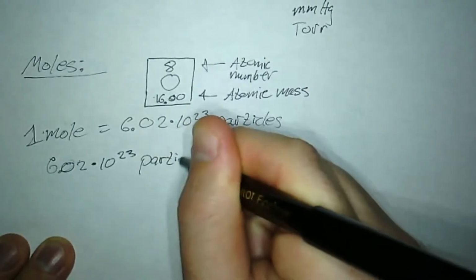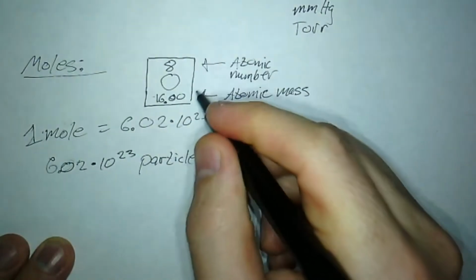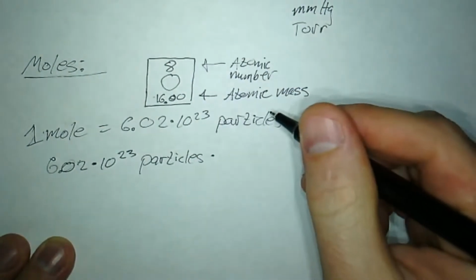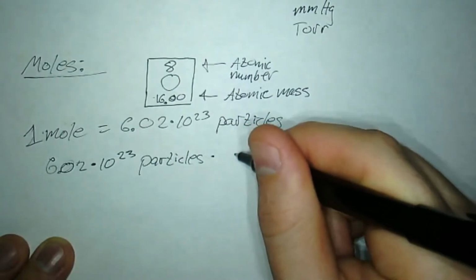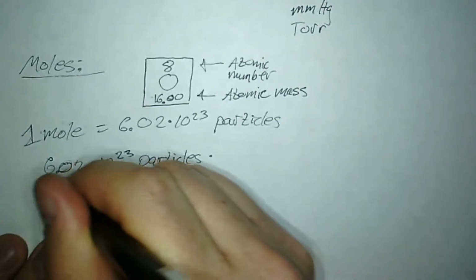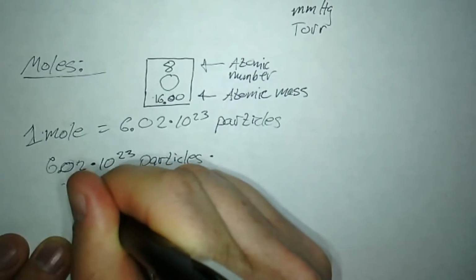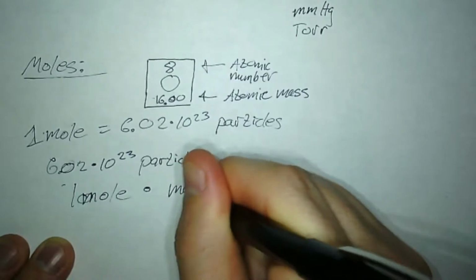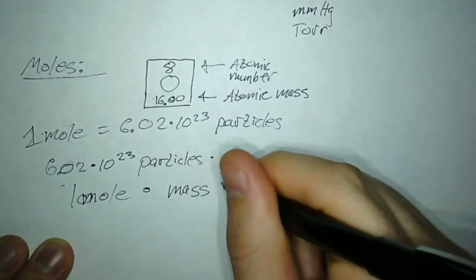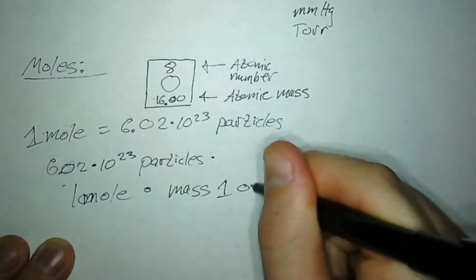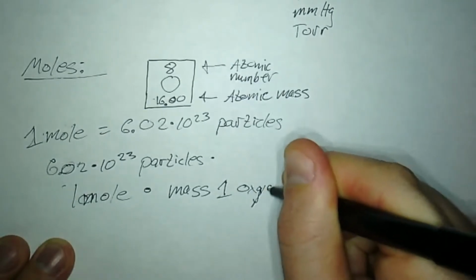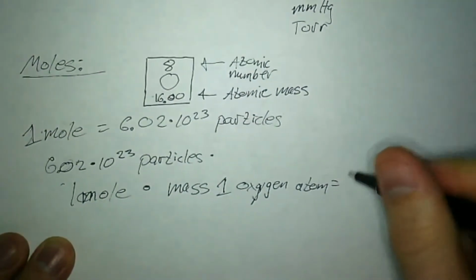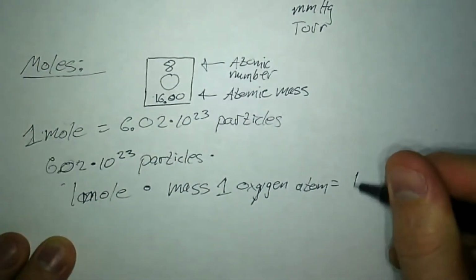and I multiply it by the atomic mass, the mass of a single oxygen molecule. So maybe I should say this is 1 mole. Let's write it as, and multiply by the mass of 1 oxygen molecule, or atom. I get 16 grams.